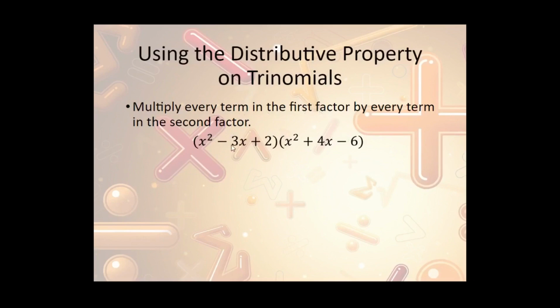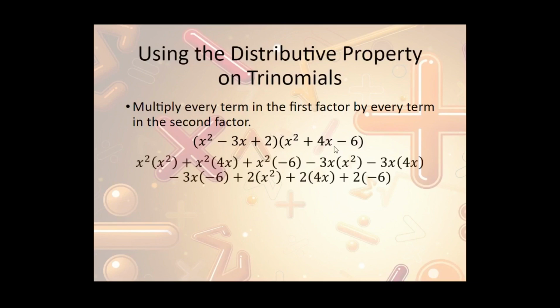Then we do it for the second term. Negative 3x times x squared. Negative 3x times 4x. Negative 3x times negative 6. And then we do it with the 2. 2 times x squared. 2 times 4x. 2 times negative 6. This looks like a lot of stuff, but once we combine like terms, it shouldn't be so bad.